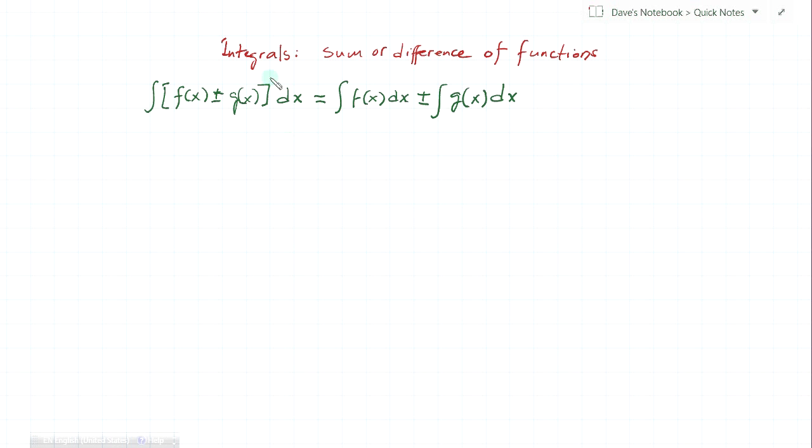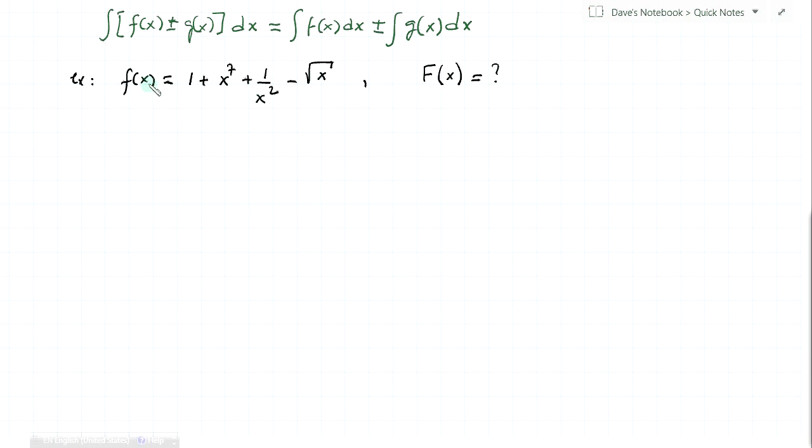In this video we're going to talk about integrals, rather integration. We're going to integrate a sum or difference of functions. Before we get started, I thought it was necessary to remember the formula, the rule for integrating a sum or difference. The integral of f(x) plus or minus g(x) dx altogether equals the integral separately of f(x) dx plus or minus the integral of g(x) dx.